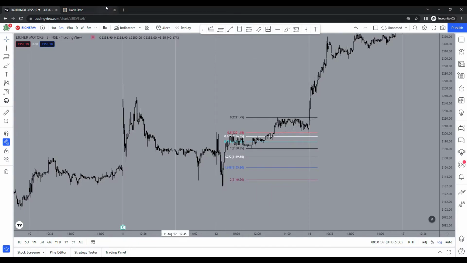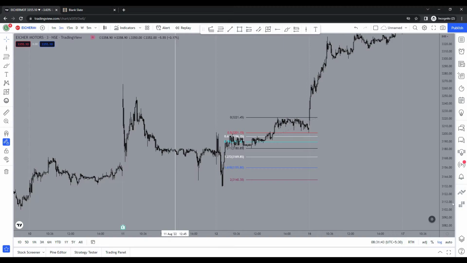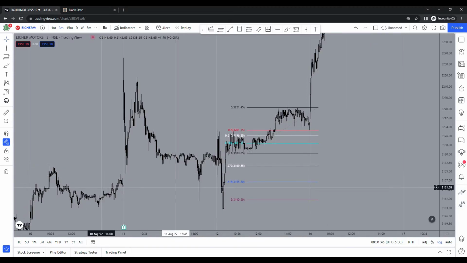So my third and fourth point are for the system. If the higher swings, the 15-minute swings, are moving up, you need to drill down to 3 minute or 5 minute, and on the lower time frame again do the same thing which you have done on the 15-minute chart. Measure it and put a fill entry or buy entry somewhere around here.